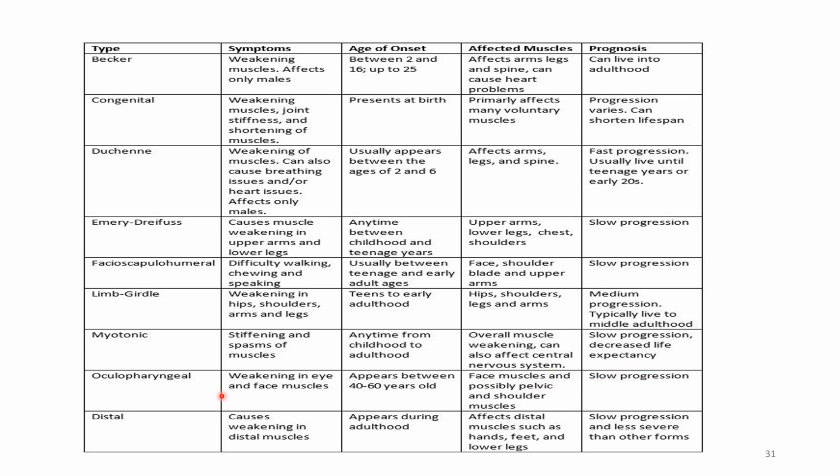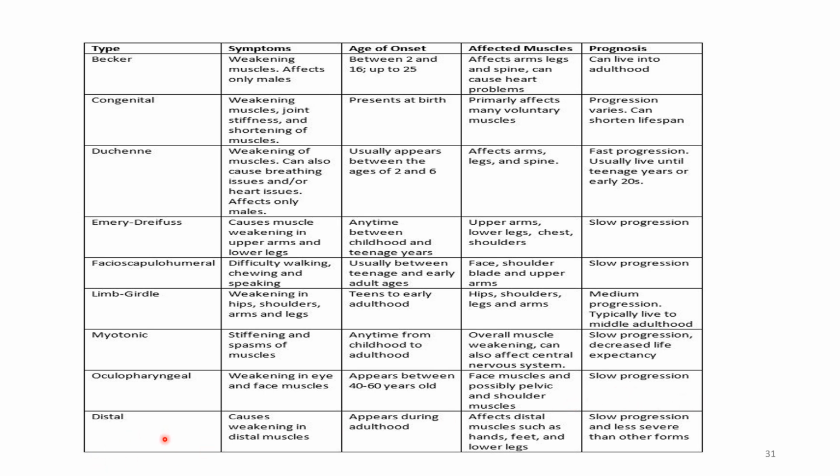Next, coming to oculopharyngeal. It is also autosomal dominant inheritance. There is weakening in the eye and facial muscles. It appears between 40 to 60 years old. The muscles affected are face muscles and possibly pelvic and shoulder muscles. There is a slow progression of the disease.